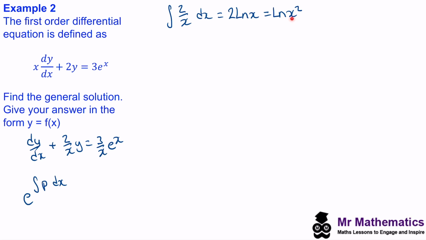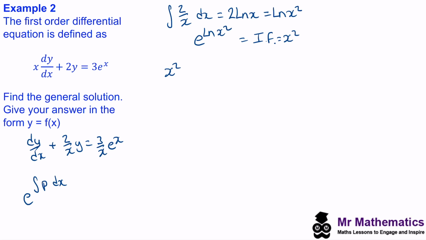So putting this back into our integrating factor, we get e to the natural log of x squared. The natural log and e will cancel. So our integrating factor is simply x squared. So now we need to multiply both sides by x squared.